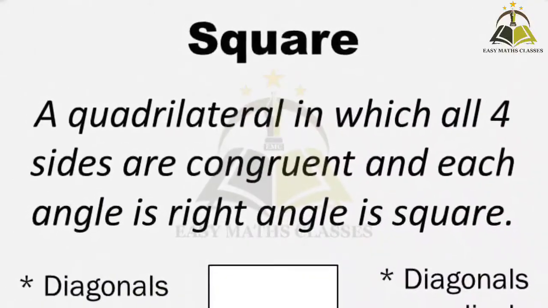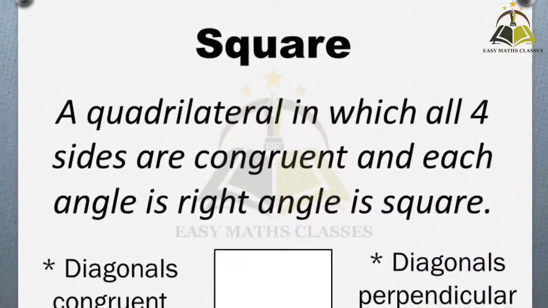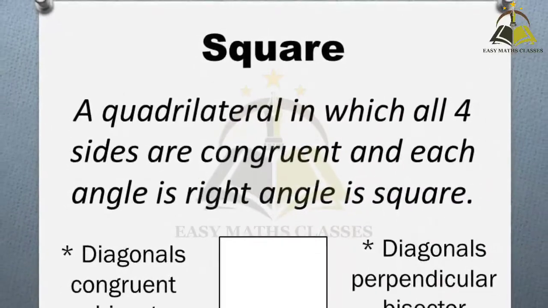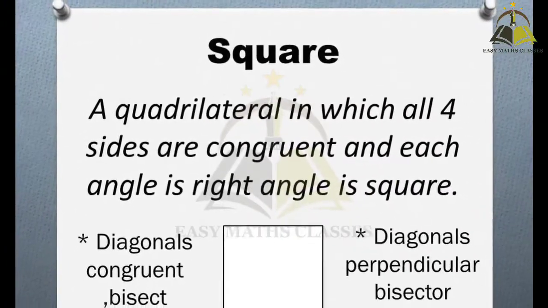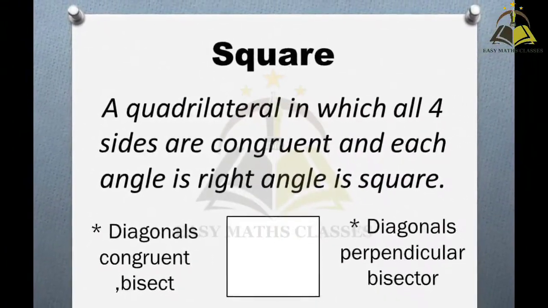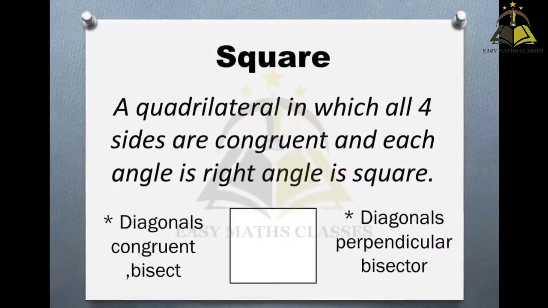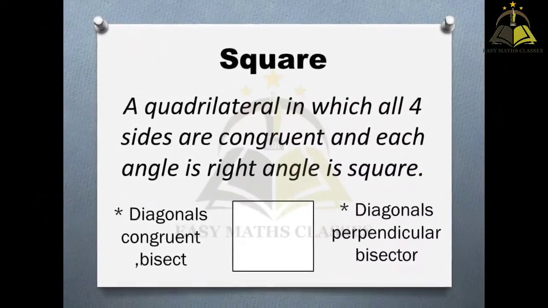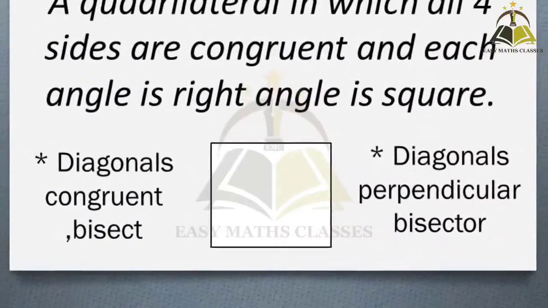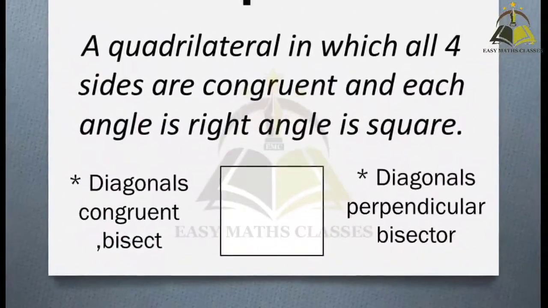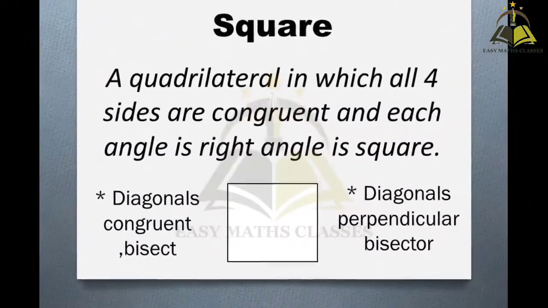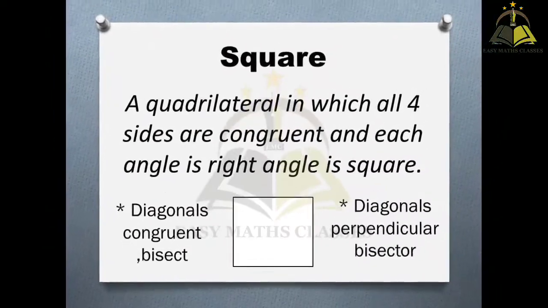Square. A quadrilateral in which all four sides are congruent and each angle is right angle is a square. ऐसा quadrilateral जिसके चारों भी साइड congruent हो और हर एक एंगल right angle है वो square है. The diagonal of a square are perpendicular bisector of each other. Also the diagonals are congruent.